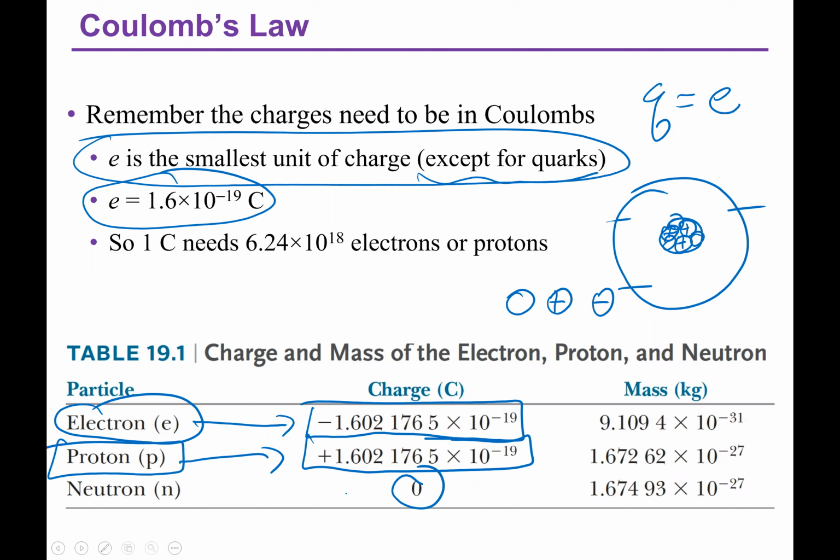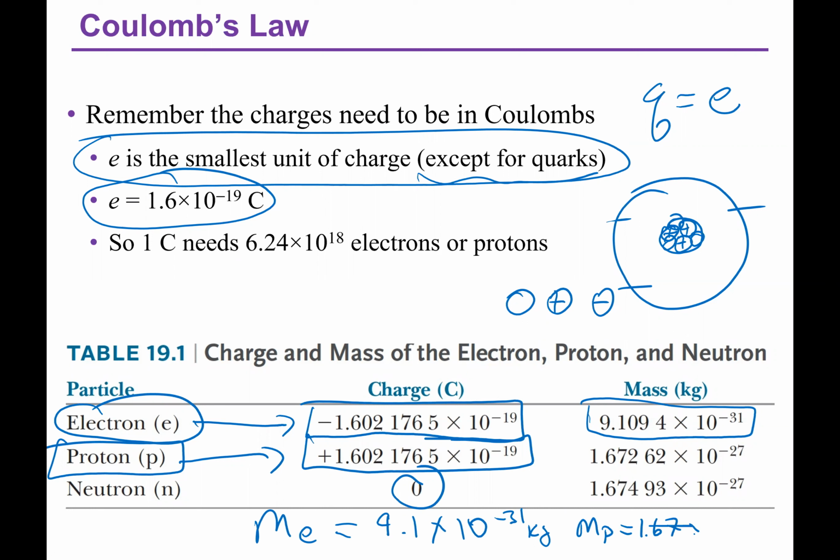Now, another very important thing that we're going to be using a lot is the mass of those particles. I usually write the mass of the electron as 9.1 times 10 to the negative 31 kilogram. And the mass of the proton is 1.67 times 10 to the negative 27 kilogram.